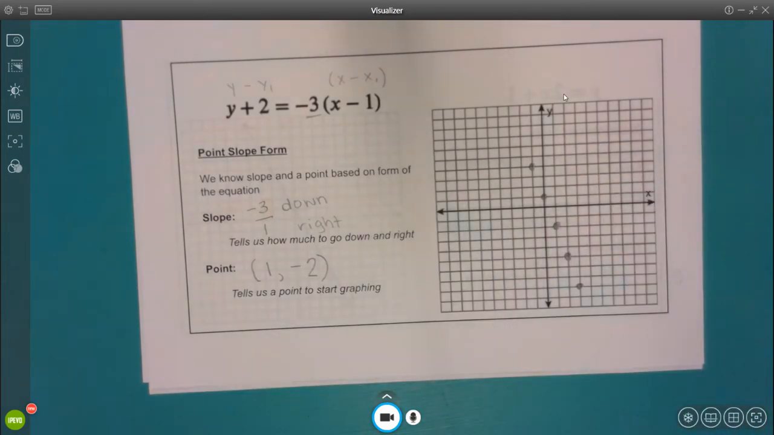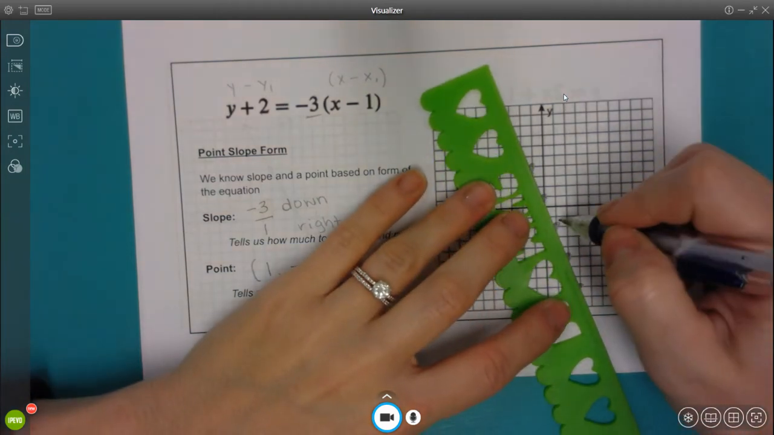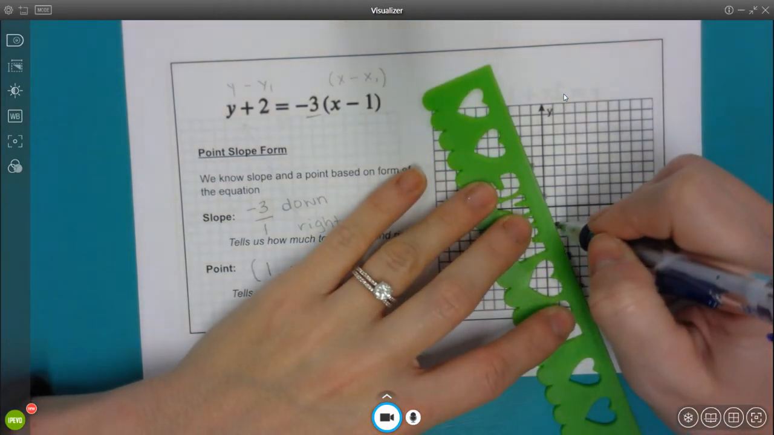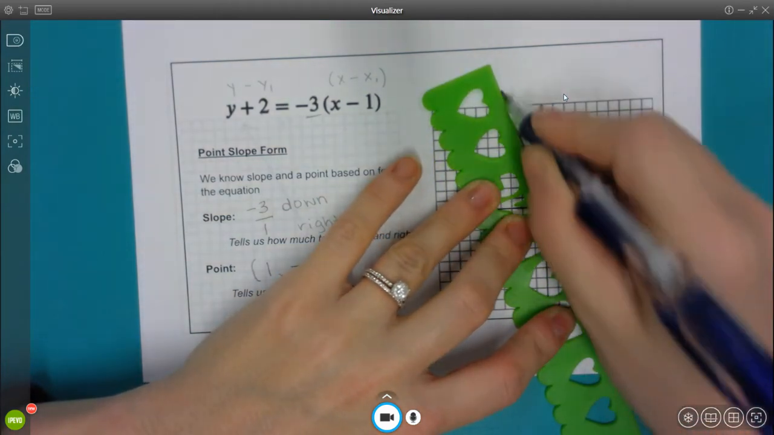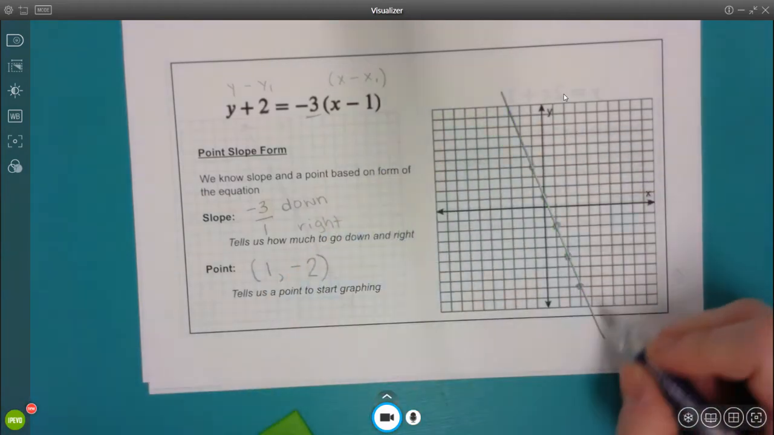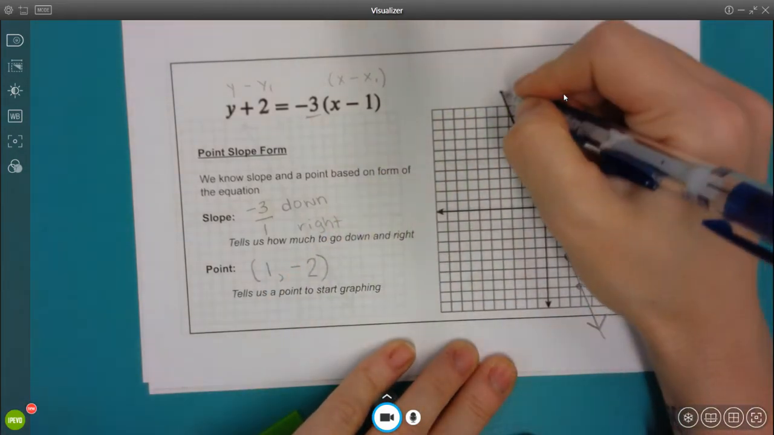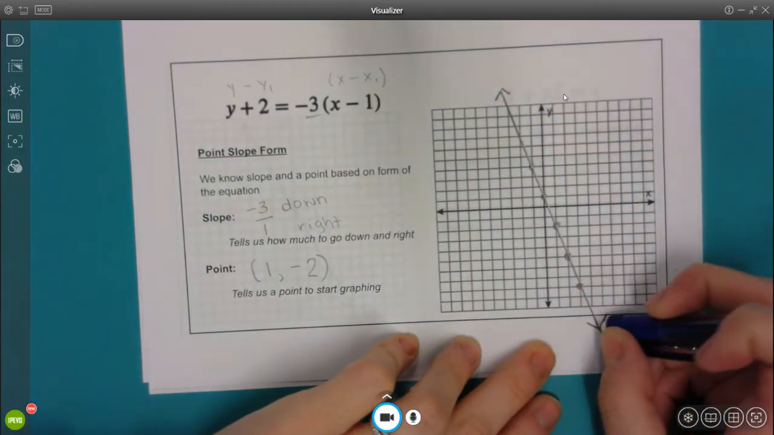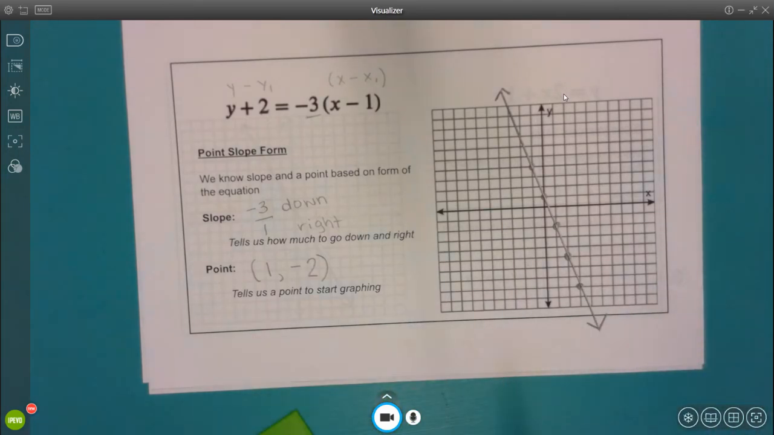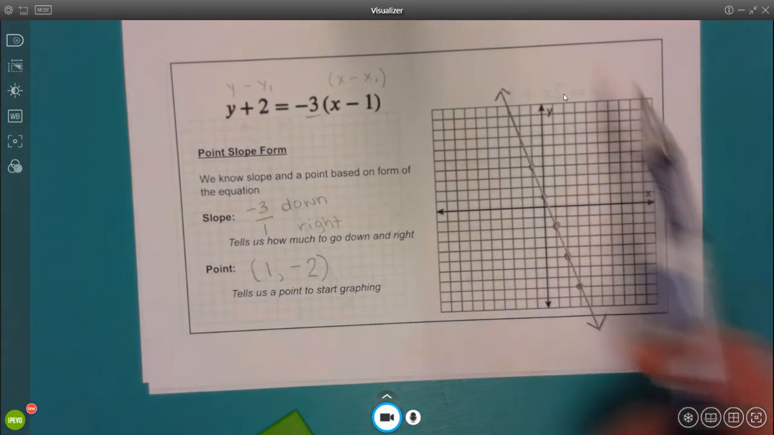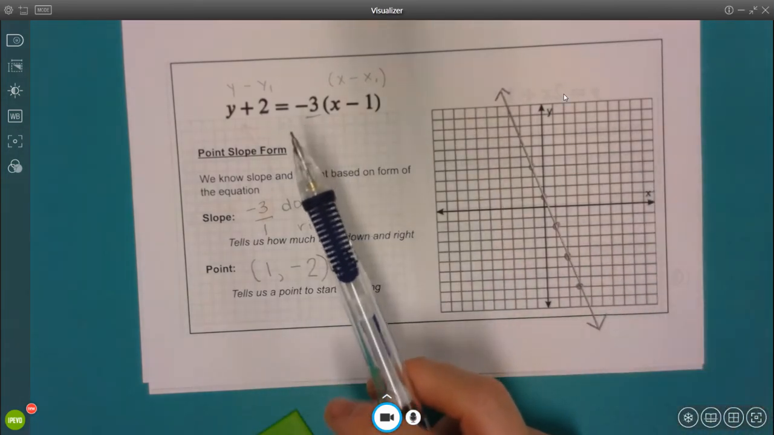So I usually try to put at least 5 points on my graph for graphing before I connect the line. I'm trying to make this dark so it shows up really well on my camera. So this is the line that represents this equation.